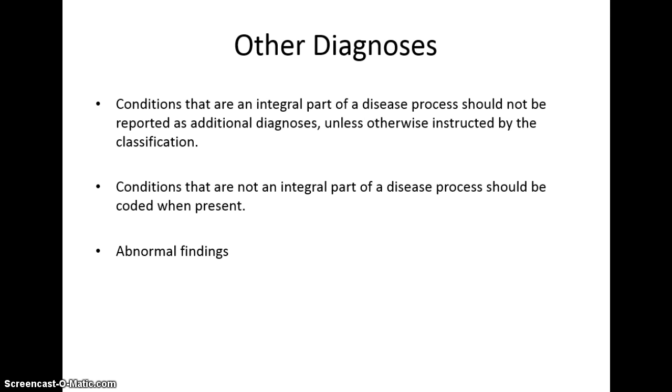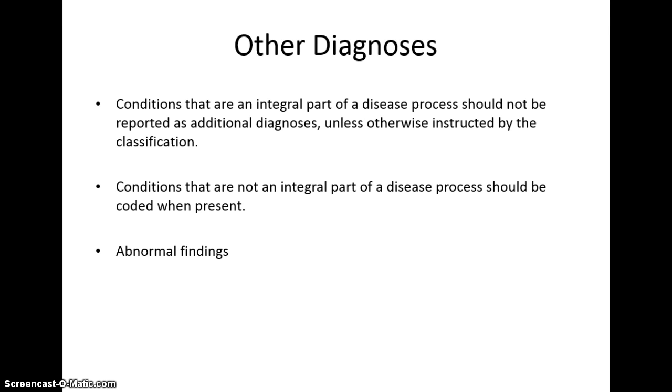Some examples of conditions that are integral to the disease process. An example would be a patient admitted with nausea and vomiting due to infectious gastroenteritis. The nausea and vomiting are common symptoms of infectious gastroenteritis and should not be reported. Another example would be a patient seen in the physician's office complaining of urinary frequency and diagnosed with BPH, benign prostatic hypertrophy. Although urinary frequency is a symptom of BPH, both conditions are reported because of the instructional note in the tabular list under the code 600.01.